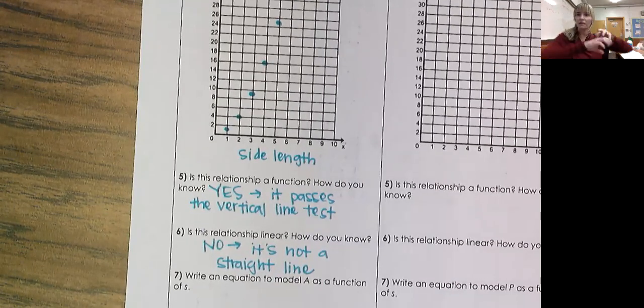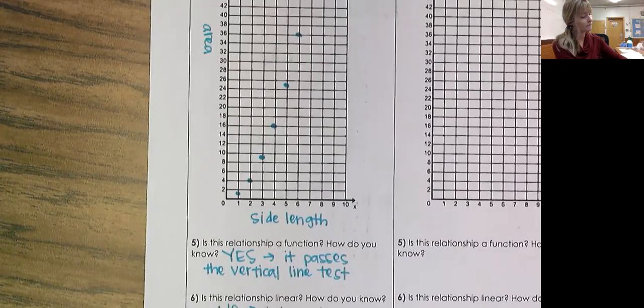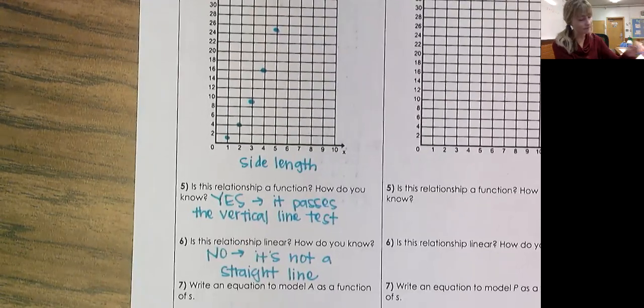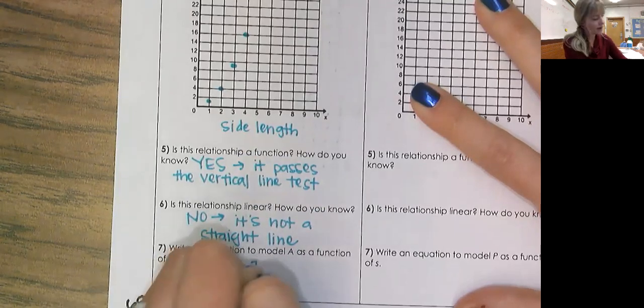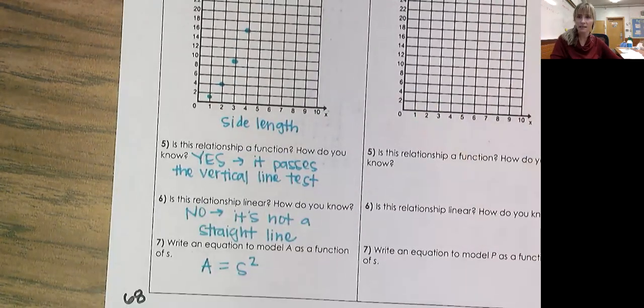So I want you to understand that function is this big, broad category with lots of stuff in it, and linear is a more specific kind. And we're trying to make sure we clarify, can we recognize that more specific kind? So once again, is this a function? Yes, it is. Is it linear? No, it's not. And I'll help you write an equation. A equals S squared. The area is equal to the side length squared.